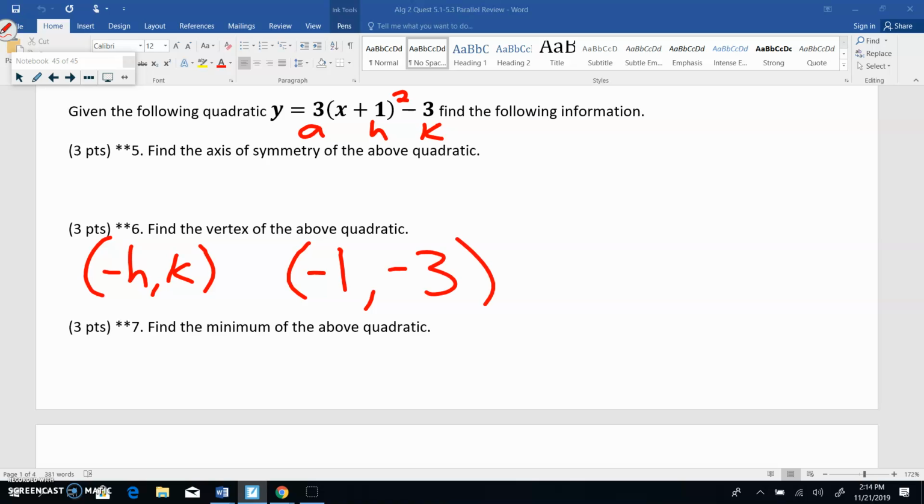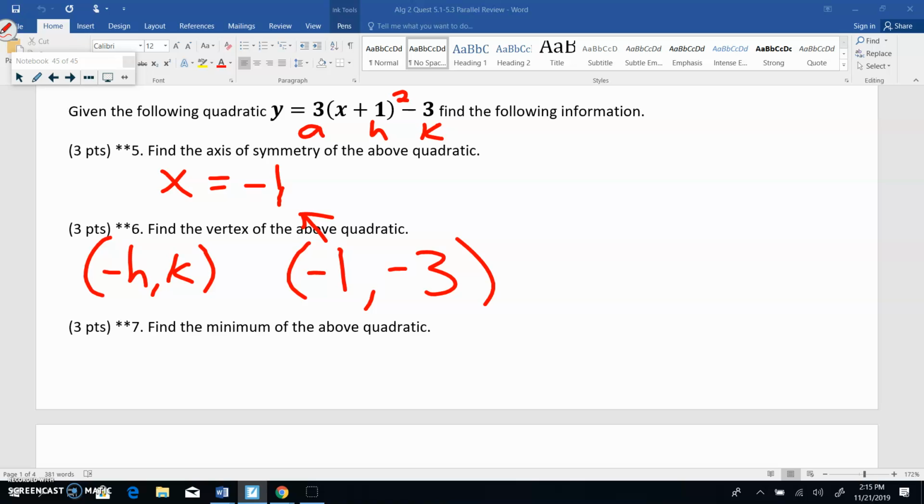So that fills that question out. Why you should start there is because number 5 says the axis of symmetry. Well, the axis of symmetry is the x-coordinate of the vertex. Okay?